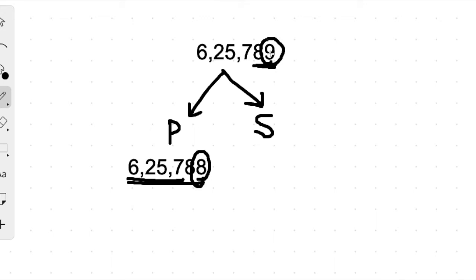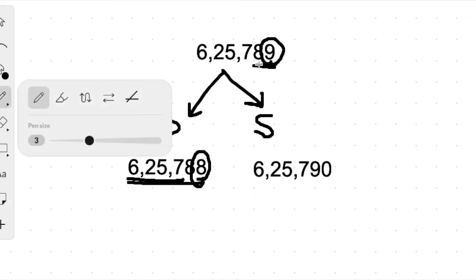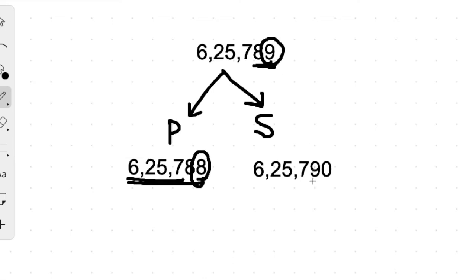Let us move to successor of this. Now, to find successor, we know successor is 1 forward. So if we see this 89, you know what comes after 89, right? So after 89, it is 90. So the number will be 6,25,790. Right? So here it was 89 and now we have 90. So this is successor of the number and this is predecessor.